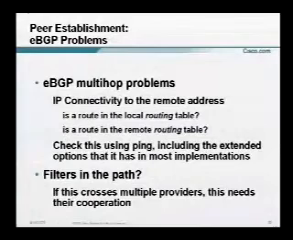Okay. So with eBGP multi-hop problems, there can be IP connectivity issues to the remote address. Is the route in the local routing table? Is the route in the remote routing table to get back to you? Because you may have everything set up right, but does your neighboring ISP have everything set right as well to point back to you? In fact, that's quite a common problem. They forget to put their static route pointing back to your loopback.